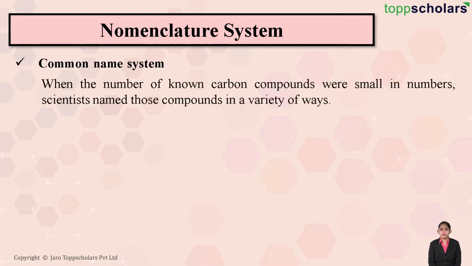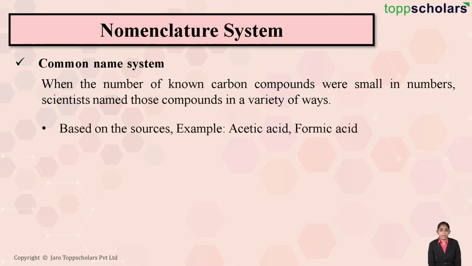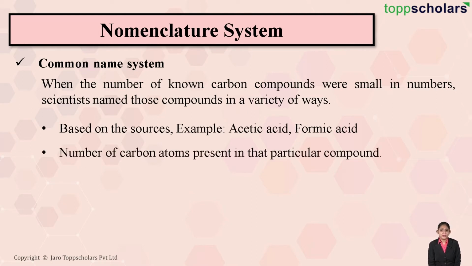Now friends, earlier the number of known carbon compounds was very small, right? And so at that time, in order to name these carbon compounds, scientists used a variety of methods. For example, scientists used to name the carbon compounds based on the sources, for example acetic acid and formic acid. Also, scientists used to name these carbon compounds based on the number of carbon atoms present in that particular compound. The common name system also included naming the carbon compounds based on their properties.